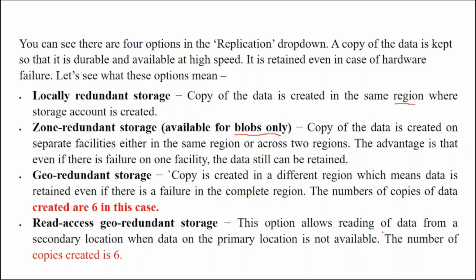This option allows reading of data from a secondary location. It means it allows you to read the data from the replicas also, when the primary location is not available. Just consider that I have stored my data on a Mumbai server. Now I want to retrieve it, so its backup is taken on a Chennai server. So I can retrieve it from the Chennai server also. And how many copies can be created?